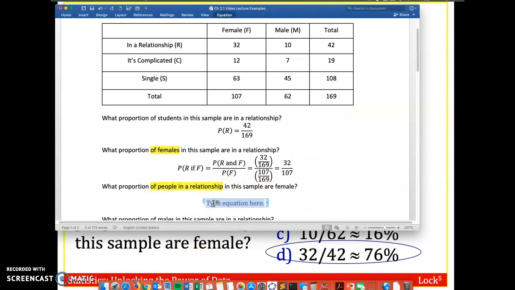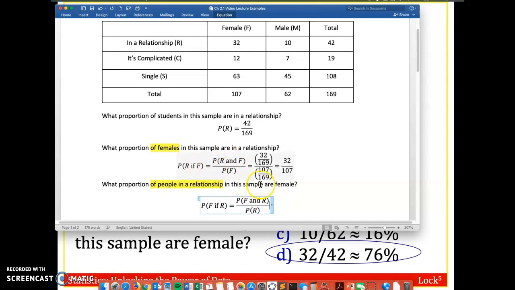But we could use that probability notation. Here we're looking at probability of female if in a relationship. So notice the notation is almost the same, except we swap the R and the F, and that can make a huge difference. That's the probability of F and R divided by the probability of R.